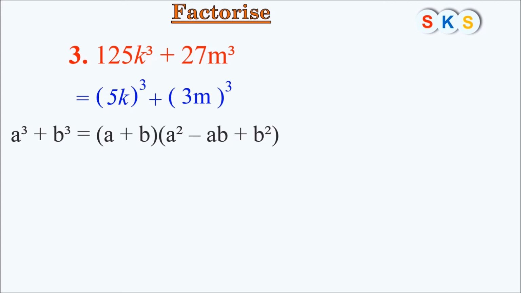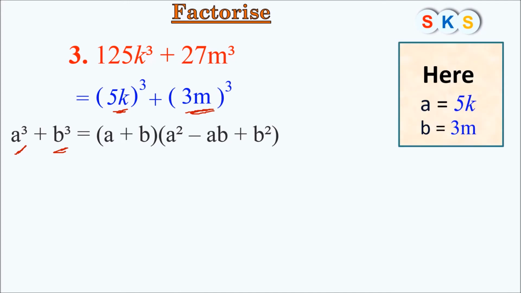What is the value of a over here? You can see the first term is cube of 5k. So here we will take a as 5k, and here the second term is cube of 3m, so we will take b as 3m. So we will make a note of the values of a and b. You can see in the box I have noted a as 5k and b as 3m.